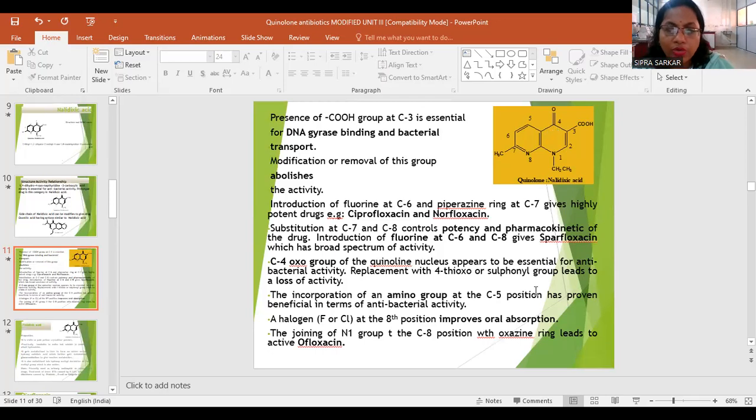The incorporation of an amino group at the C5 position has proven beneficial in terms of antibacterial activity. That means the amino group can produce another type of category. A halogen, that is fluorine or chlorine, at the 8th position has proven beneficial and improves oral absorption also. As a result, ciprofloxacin and norfloxacin play an important role. The joining of the N1 group to the C8 position with an oxazine ring leads to active ofloxacin. Ofloxacin is an important drug; at the C8 position there is an oxazine ring which provides important action.